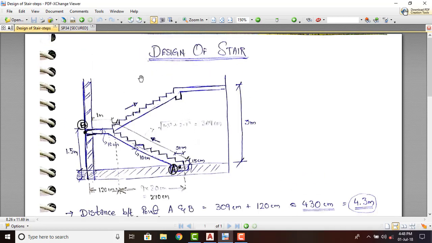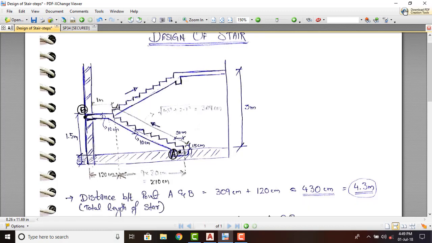In this session, we'll be seeing how we can design a typical staircase. Let us consider the floor height between the ground floor and the first floor is 3 meters. Then the first landing of the staircase is at a height of 1.5 meters from the plinth level.